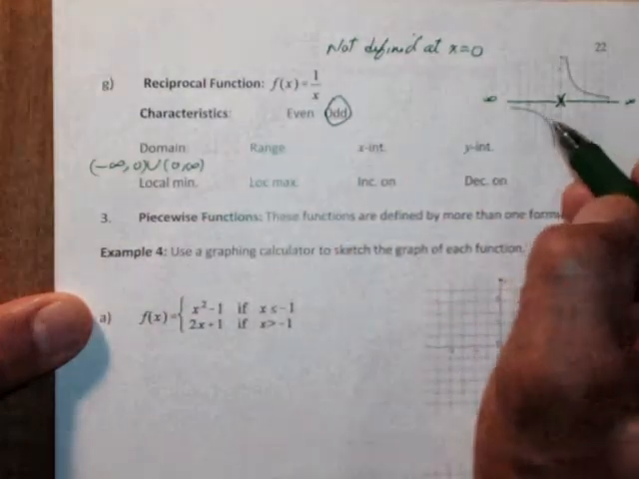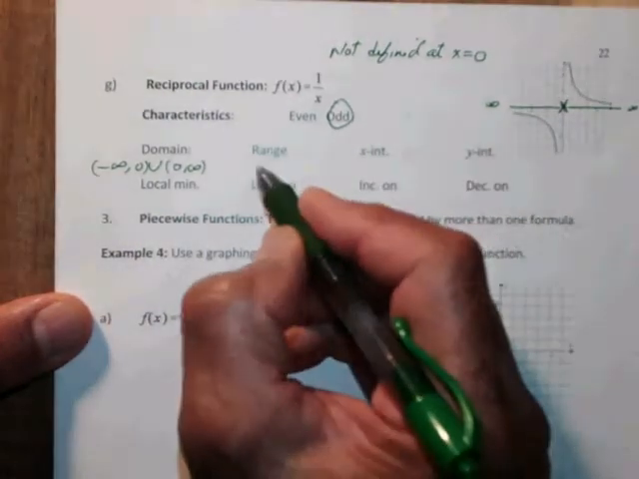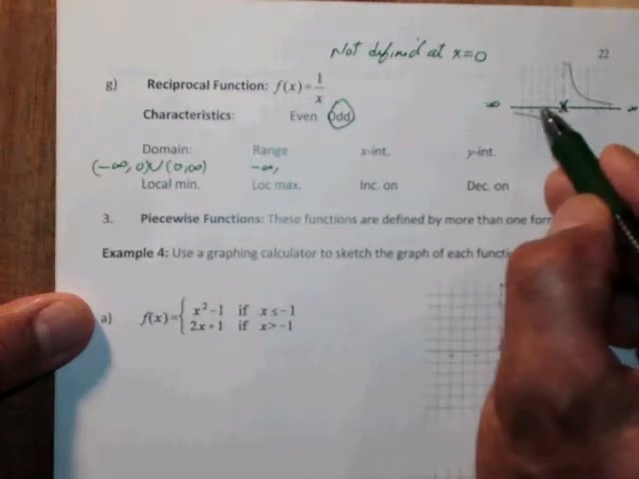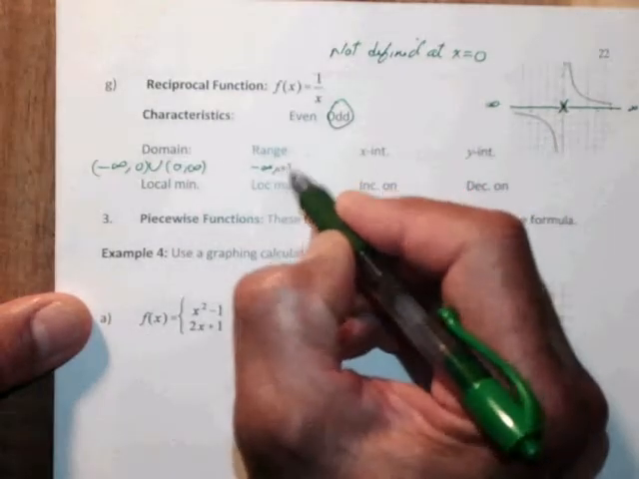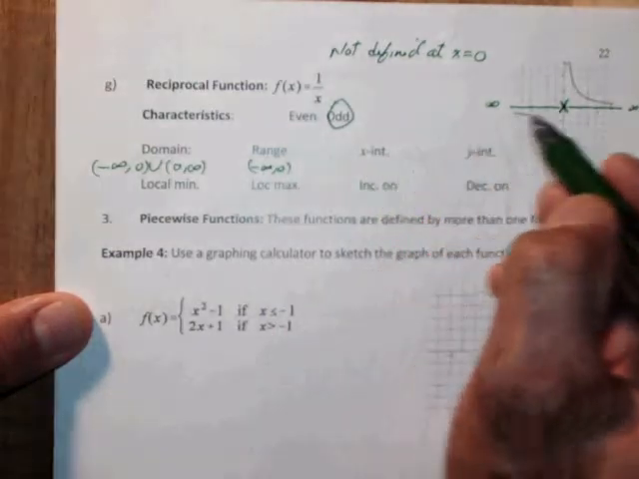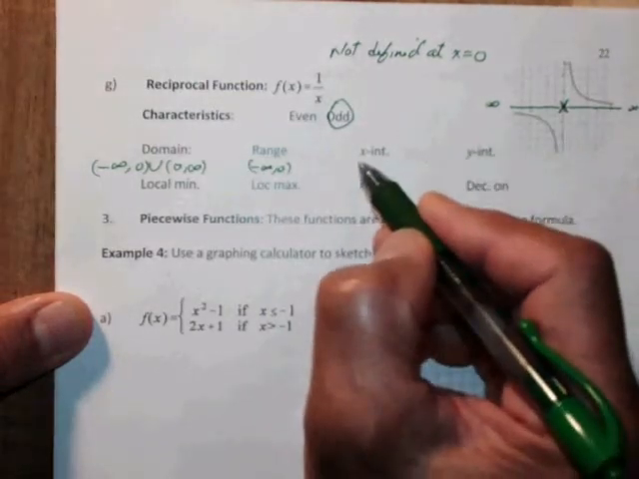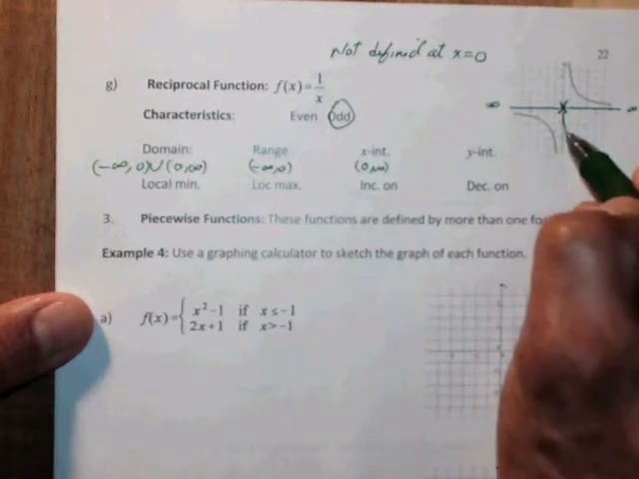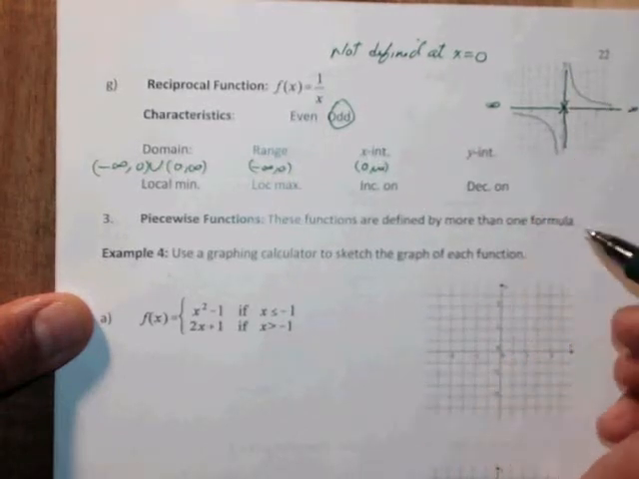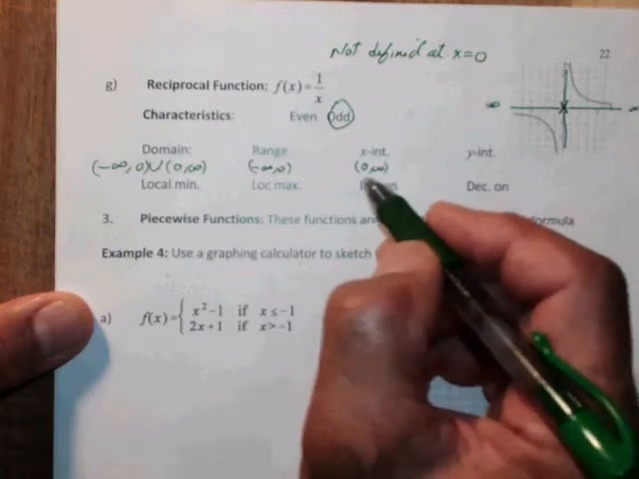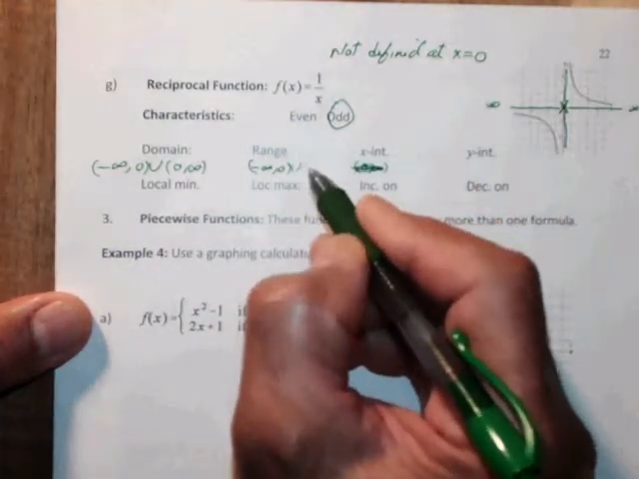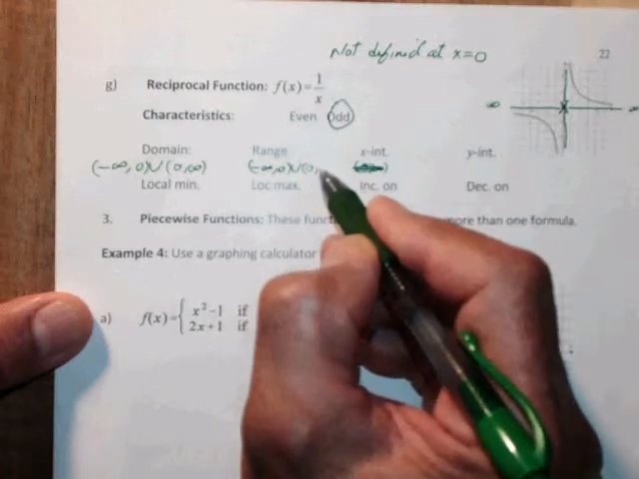Range is the same thing. You see, the y value goes from minus infinity to the x-axis. You never touch it, so it's never 0 like that. And then you start from 0, excluding 0, and then go all the way to infinity. Union 0 to infinity.